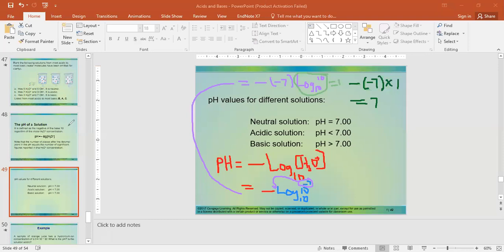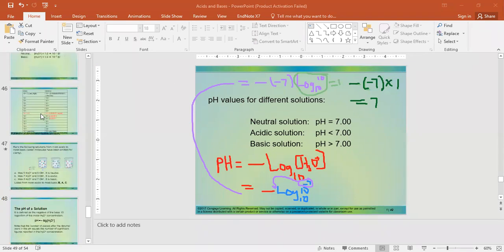Now, let us go back to the table. There's a table I had shown, and we pick any value. Look at this table here.